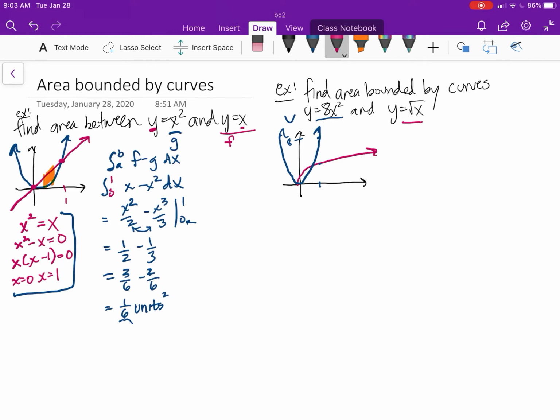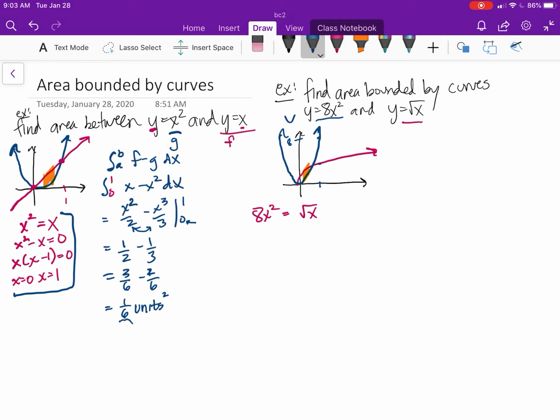So, rough sketch, we want this area between the curves. Gonna need some algebra again. Again, this rough sketch maybe wouldn't technically have to do. I think it's a great idea for a visual though. So off to the side, we're going to set these two equal. 8x squared equals the square root of x.